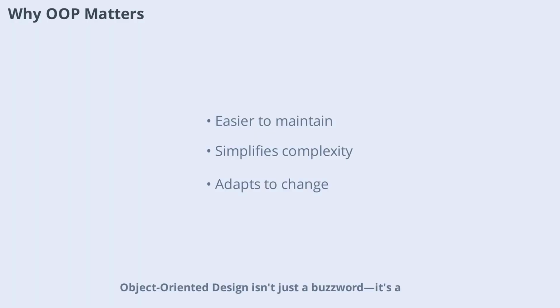Object-oriented design isn't just a buzzword. It's a proven approach that makes software easier to understand, maintain, and extend. By organizing code around real-world objects and their interactions, developers can manage complexity and adapt to changing requirements more effectively. These four pillars serve as guiding principles, ensuring that your codebase remains clean and flexible as it grows.